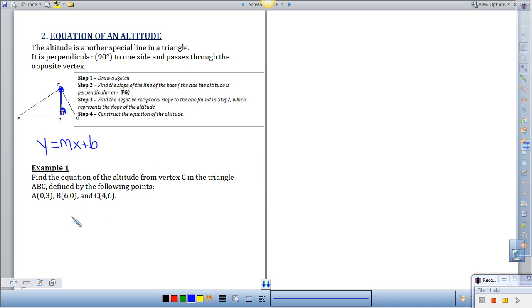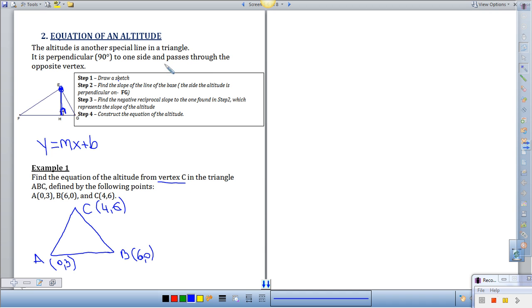If I am given a triangle ABC, we can sketch it, or you can use graph paper and graph it, and I'm going to label it A, B, and C. And please remember, I do like to rewrite the coordinates of those points next to the sketch, so it's visual and easy to be referenced. So B is 6 and 0, and A is 0 and 3. What does it mean to have an altitude from vertex C?